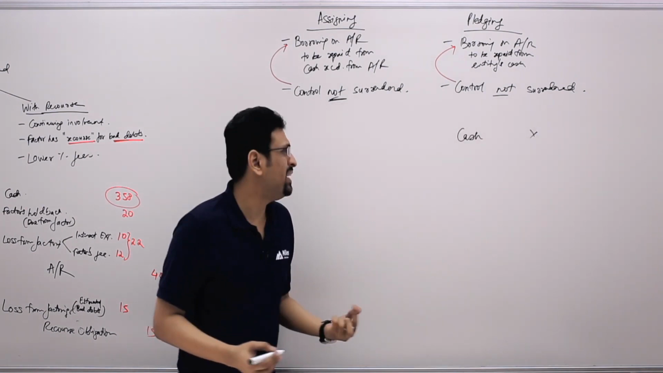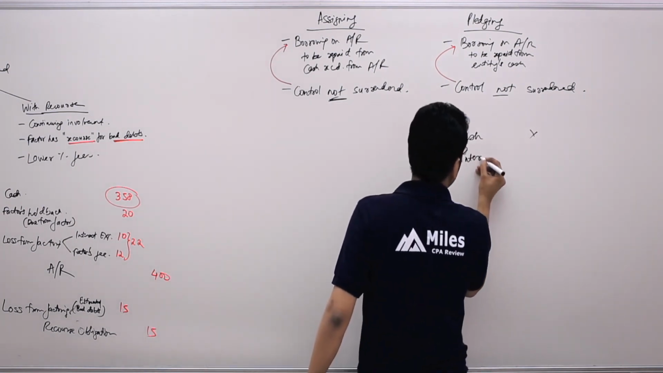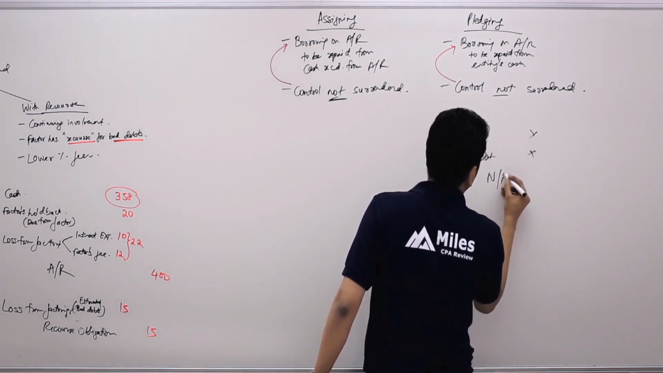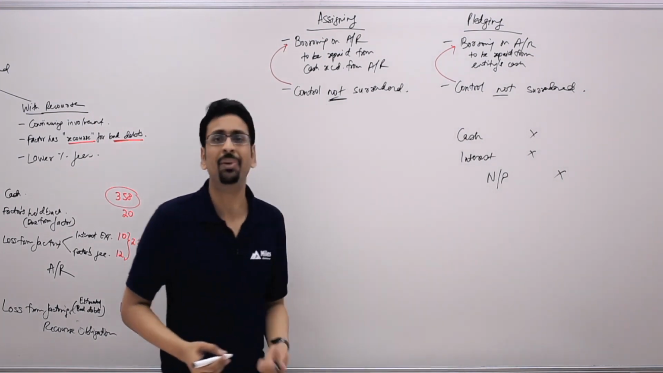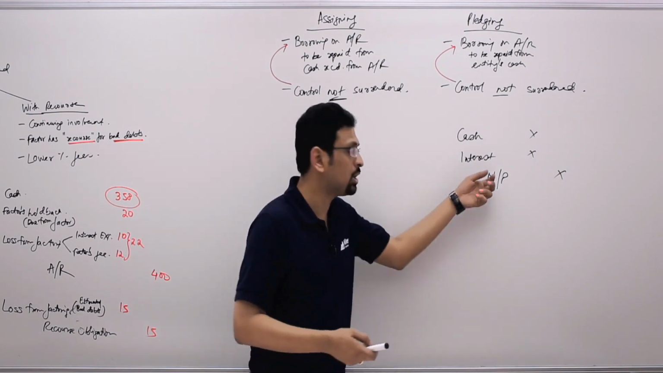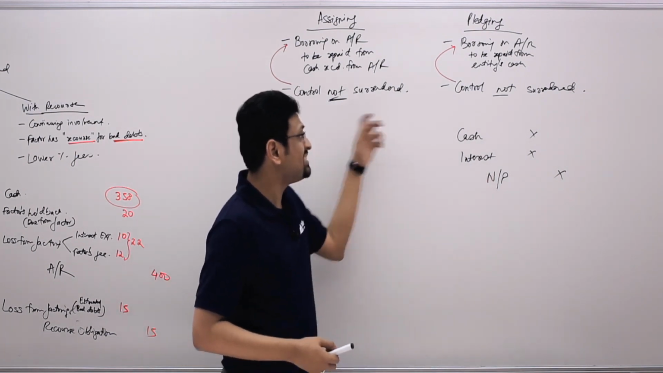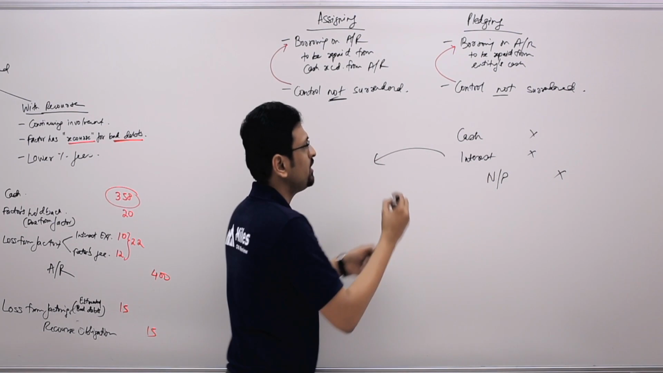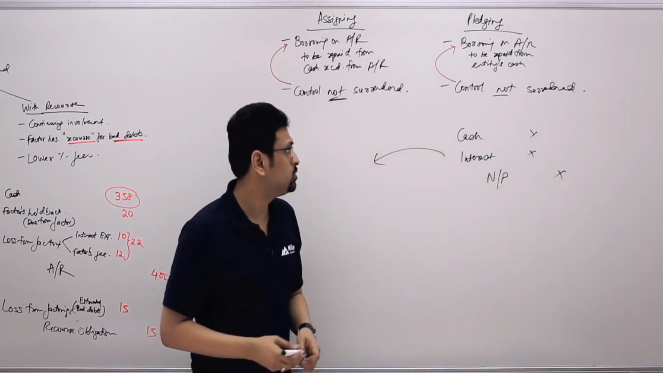And you will have to pay some interest here, and let's say notes payable or debt. So that is basically you've pledged your accounts receivable. It could be notes payable, it could be debt, bank loan. Now, if it's assigned, similar thing, right? So you have cash, interest, notes payable.